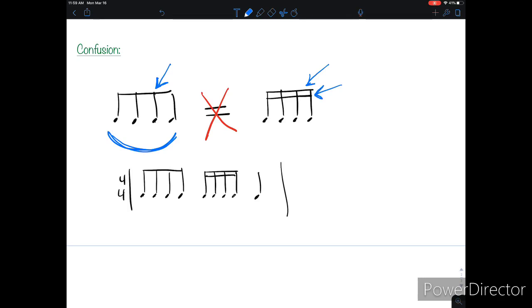So these two do not equal. That's why there's the big red X there. Those two do not equal, and you have to count and clap them differently, which is why we're going to do this example down here. So hopefully you can see down here we've got an example where we're going to try this. We've got at the beginning 4 eighth notes because there's only one beam, and then we've got 4 16th notes and then a quarter note at the end.